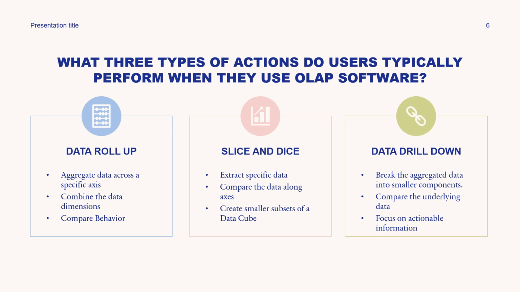So what can you do with OLAP? There are typical actions that users can perform, and 3 of those actions are data rollup, where you aggregate the data across a specific axis, combine the data dimensions, and compare the behaviors. You can also slice and dice the data, extract specific data and details, compare the data along the axis, or create smaller subsets of a data cube. Opposite of rollup, you have the data drill down, where you can break that aggregated data into smaller components, compare the underlying data, and focus on that actionable information.